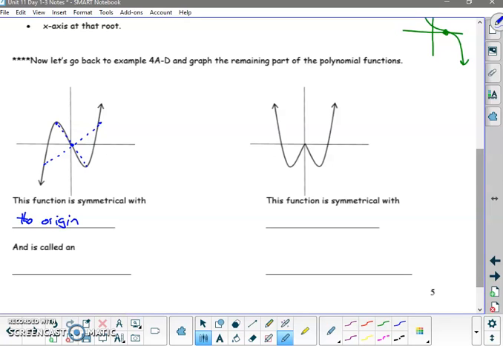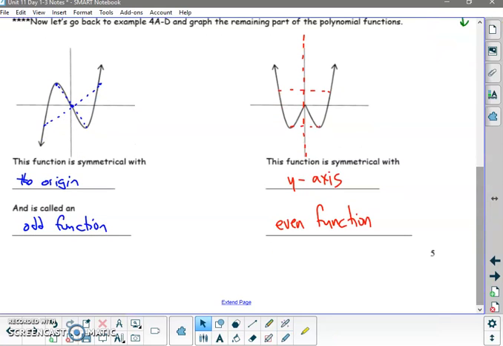If a function has symmetry with respect to the origin, it's called an odd function. I know sometimes we get lazy and just call things odd or even, but really there's a distinction between an odd function and an odd degree function. This particular function has symmetry with respect to the y-axis. So if a function has symmetry with respect to the y-axis, it is called an even function.